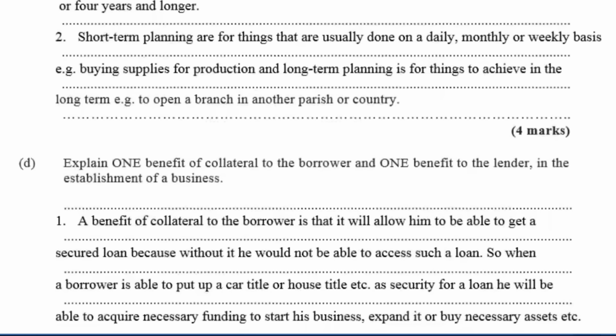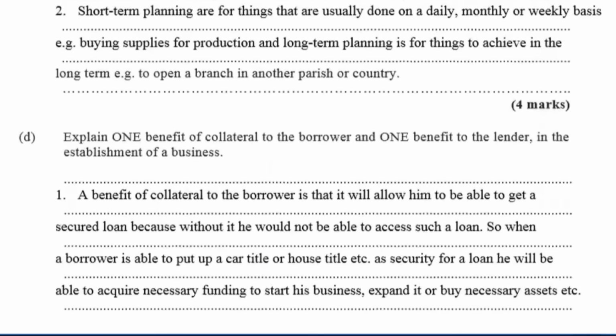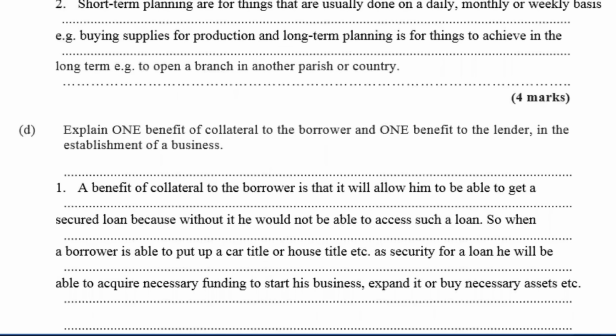Let's look at a benefit of collateral to the borrower. A benefit is that it will allow the borrower to be able to get a secured loan, because without it, you would not be able to access the loan, right? So when a borrower is able to put up a car title or a house title that can be used as a collateral, as a security for a loan, he will be able to acquire the necessary funding that he needs to start his business, expand it, or buy other necessary assets.